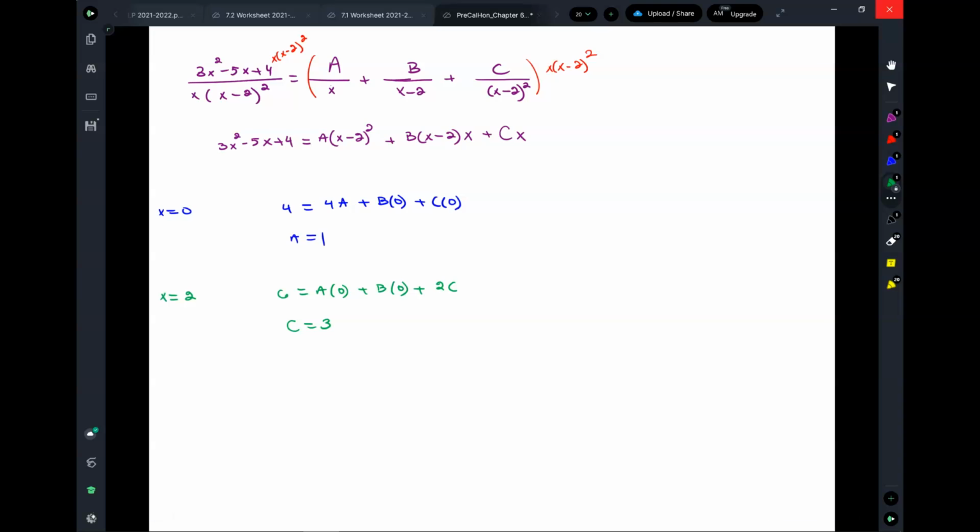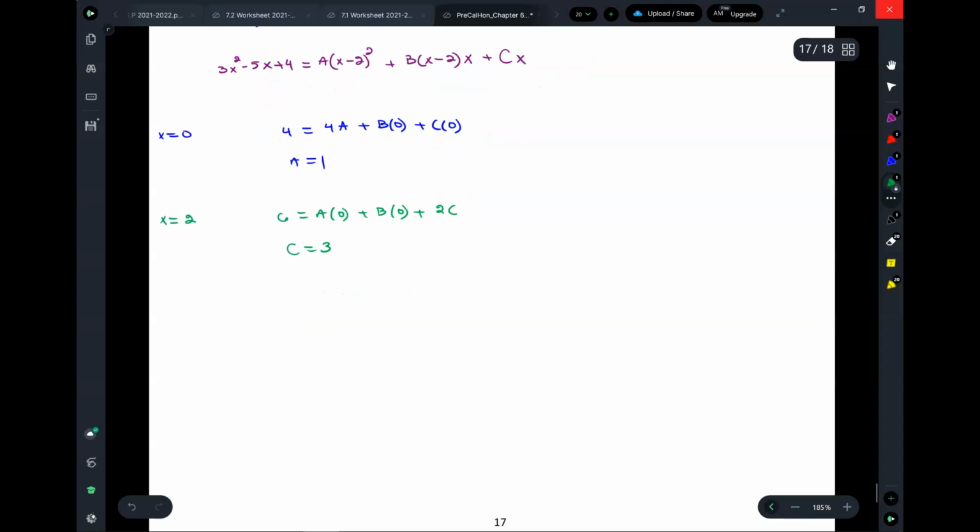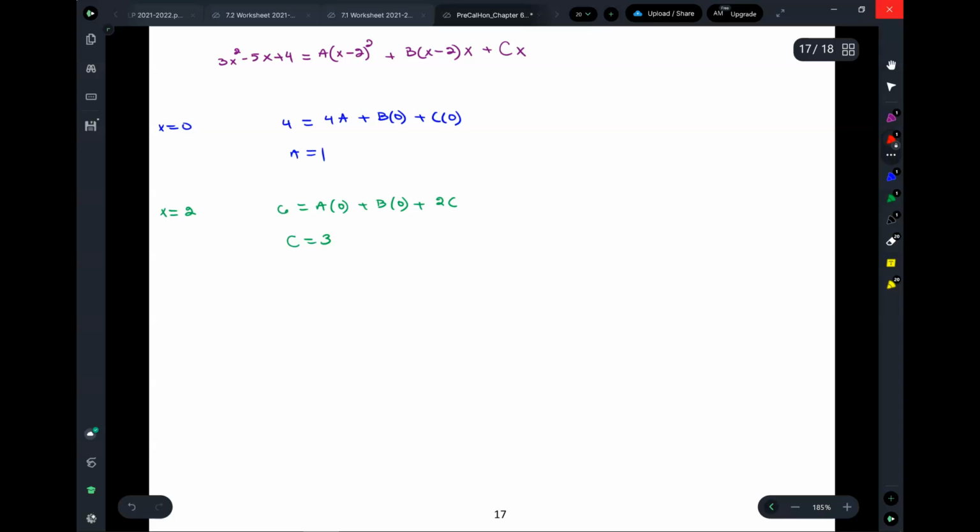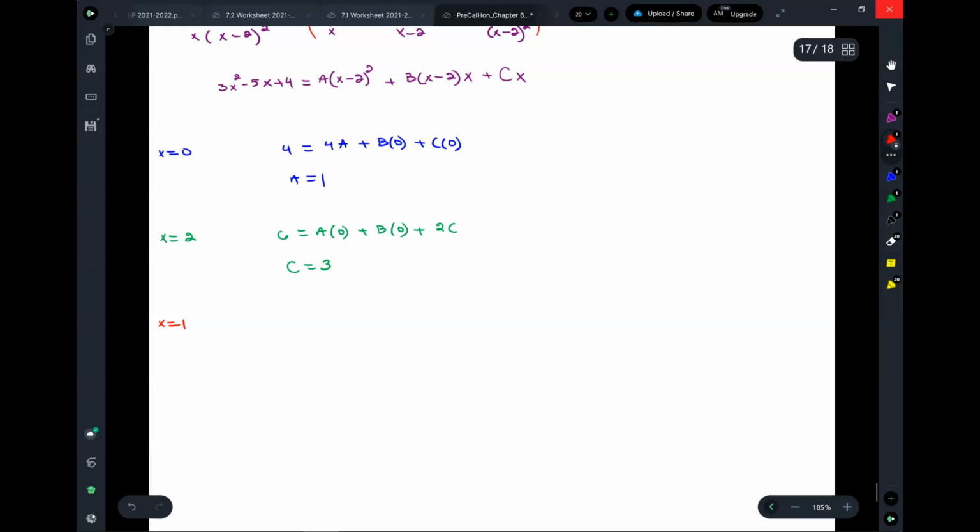Okay, I still need B, right? I've exhausted all of the values of x that will make the factor 0, but you know what? I can still plug in whatever number I want. The reason why I was plugging in the ones to make it 0 was to make things simpler for me. So, I mean, I could still plug in like 153.7 if I want, right? But we're not. We're going to plug in x equals 1. Okay? Because that's my favorite number after 0 to plug into things.